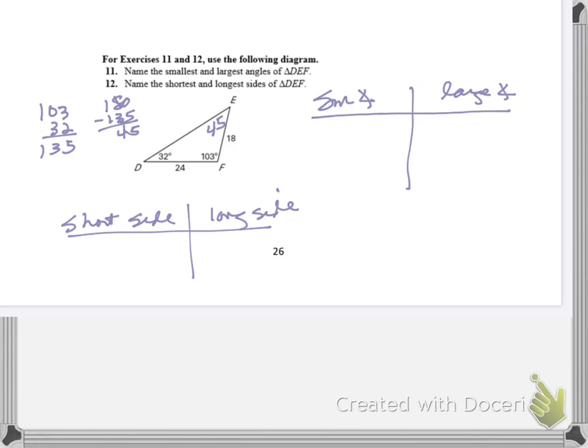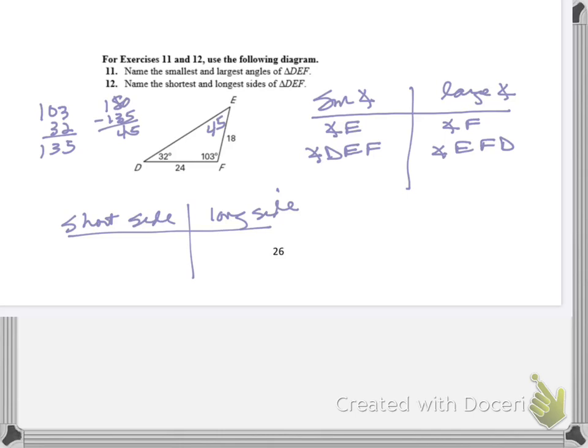Okay, the smallest angle is that angle E. You could also call that angle DEF. Remember, we can name it with 3 letters. The largest angle is 103 degrees. So that is named angle F. And we can also call that angle EFD. Okay, the shortest side is opposite.